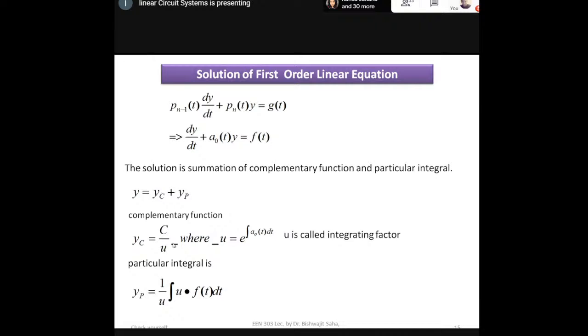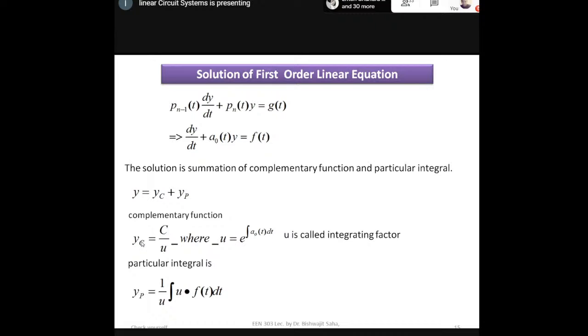Here you can see the complementary function equation is constant over u, where u is the integrating factor, and u is defined as the exponential of the integration of a0 t dt. By this general form, we can find out the integrating factor. After getting this integrating factor, we have to put it into the complementary function equation. So this is the general equation for the complementary function for a first order linear equation.